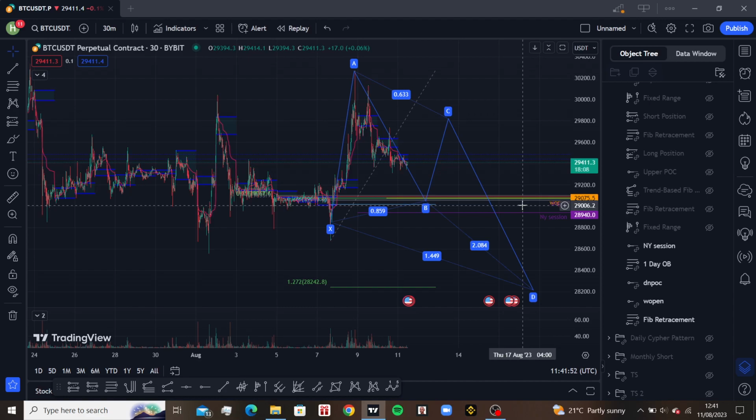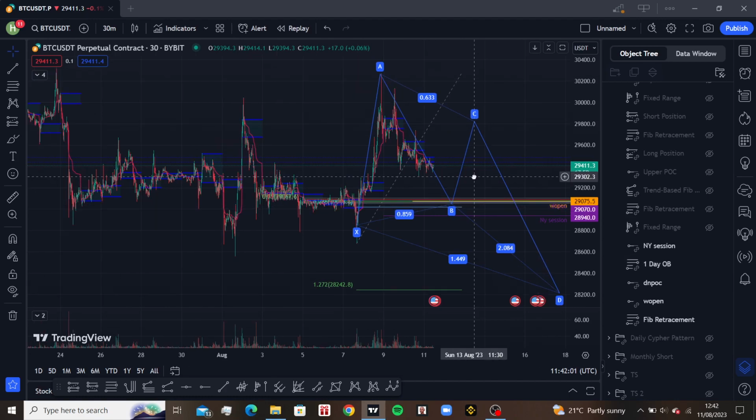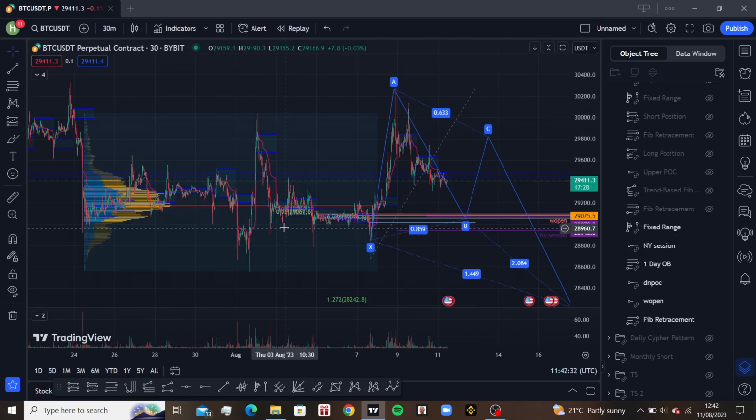Another thing that I do like to do that I've forgotten to talk about is look at ranges. The reason being is because using that information, you know where people are going to start entering trades. So if we take a fixed range volume profile of this range right here, as you can see, the value area low and the point of control is located within this area. So I'm going to be very interested in this area.